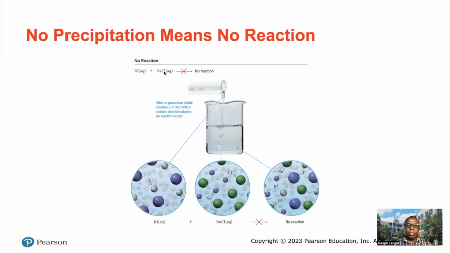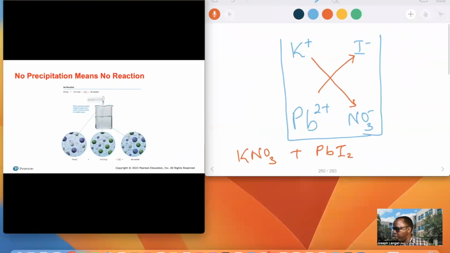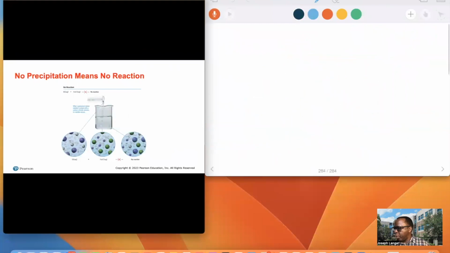Why do we say that the reaction between potassium iodide and sodium chloride has no reaction? It means there is no precipitate. What's happening here is, if we use the same approach, let's say you have potassium iodide plus sodium chloride, and this is aqueous, and this is aqueous.